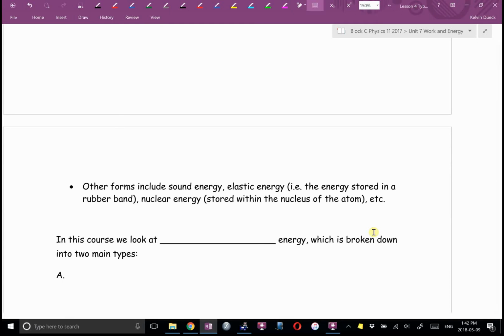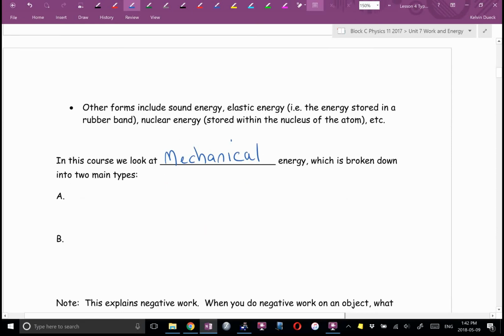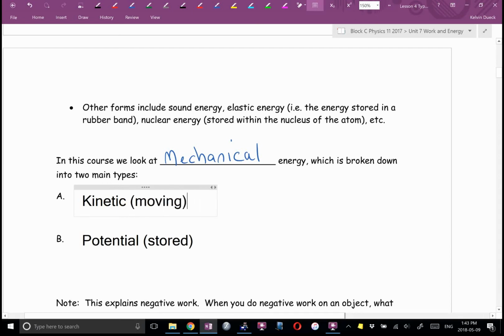In this course, though, we're going to look at mechanical energy, which is broken down into two main types: kinetic and potential. Potential is stored energy. Kinetic is moving energy. If an object is at rest, what do you think its kinetic energy would be? Zero.